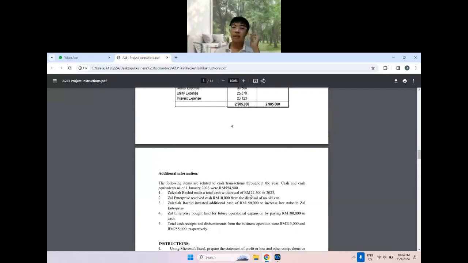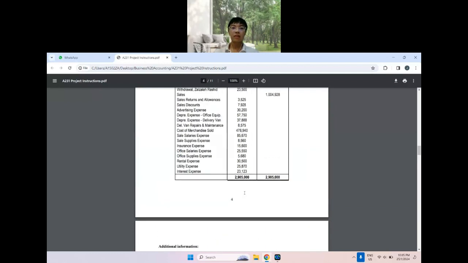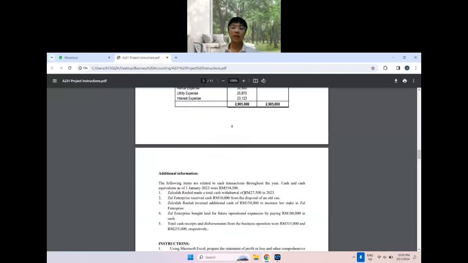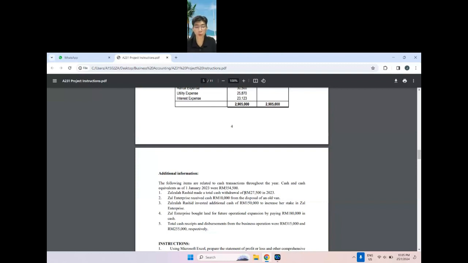Yes, I agree with that, but the additional information only states that the withdrawal of 27,500 is in cash. But from our learning of business accounting, the withdrawal can also be taken from the inventories. Therefore, I think the 27,500 is not the last value, but it's just an increase. Yes, I agree with you, Wei Ting. Okay, I agree with Diamond's opinion.